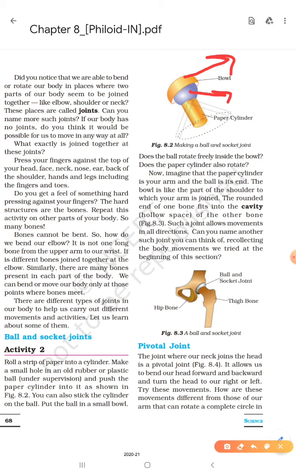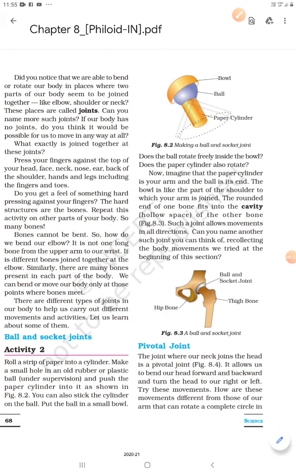Like this happens in our thigh bones and hip bones also. This one you can see here, this is the thigh bone and this is the hip bone, and this is connected with a same ball and socket joint. So this is one type of joint.